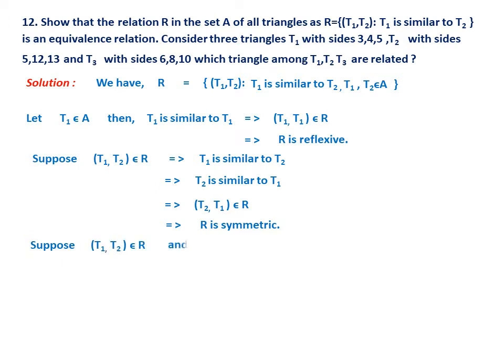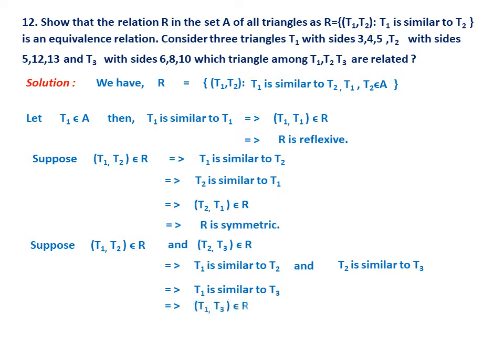Next one, what you have to prove? (T1, T2) belongs to R. Take one more, (T2, T3) belongs to R. Now, according to the definition of the relation, triangle T1 is similar to T2, and triangle T2 is similar to T3. By a property of geometry, the triangle T1 should be similar to T3 also. So by the definition of the relation, therefore (T1, T3) belongs to R. Therefore it is transitive. Thus it is reflexive, symmetric and transitive. Therefore definitely R is an equivalence relation.